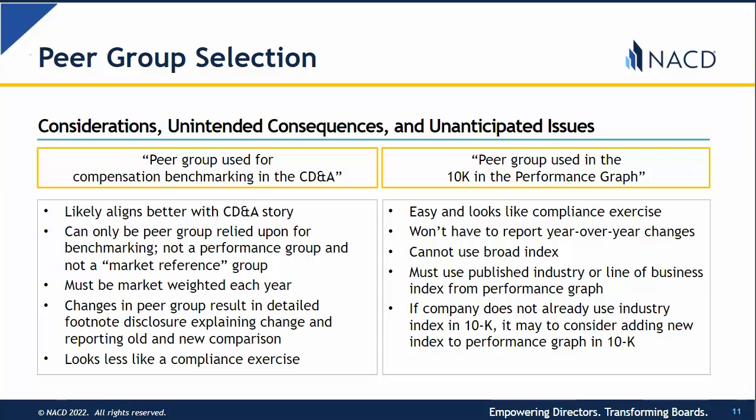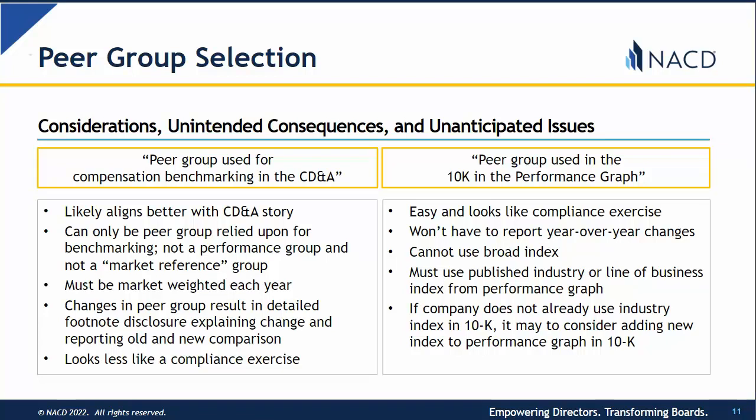So when we first talked about this at a high level, most practitioners were saying, well, maybe we should just use the peer group in the performance graph. We should use the 10-K index in the performance graph because it's easier, it doesn't change over time, and we won't have to explain it. And then we had a whole camp of people saying, well, let's use our compensation discussion and analysis peer group because it might have better alignment with the compensation actually paid. There are pluses and minuses to both groups.